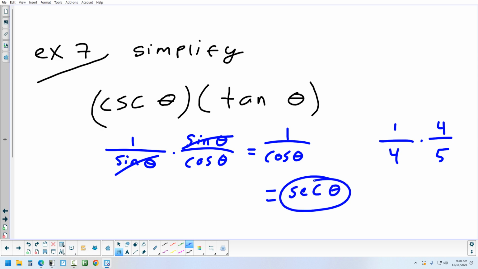So what did we just do? We took an expression that had 2 different trig functions multiplied together, and we turned it into a single trig function with no operations at all. There's no multiplication, addition, subtraction. That's called simplifying a trig identity. In general, those can get a lot harder, but you're not going to have anything more complicated than that.